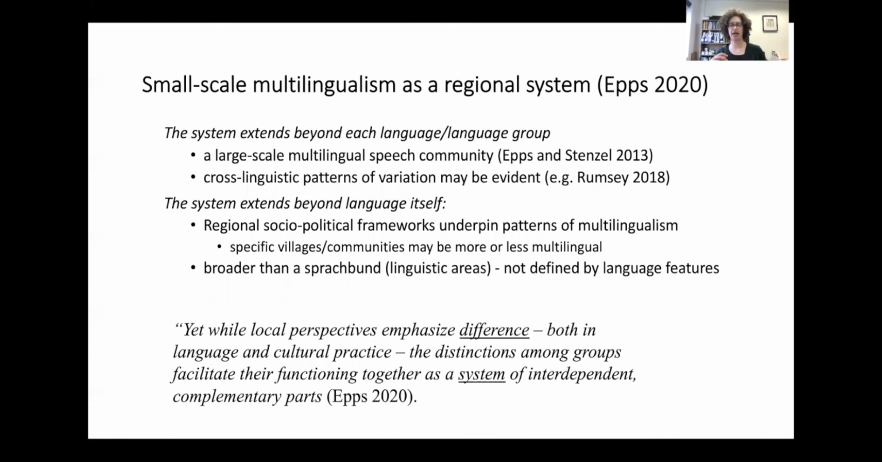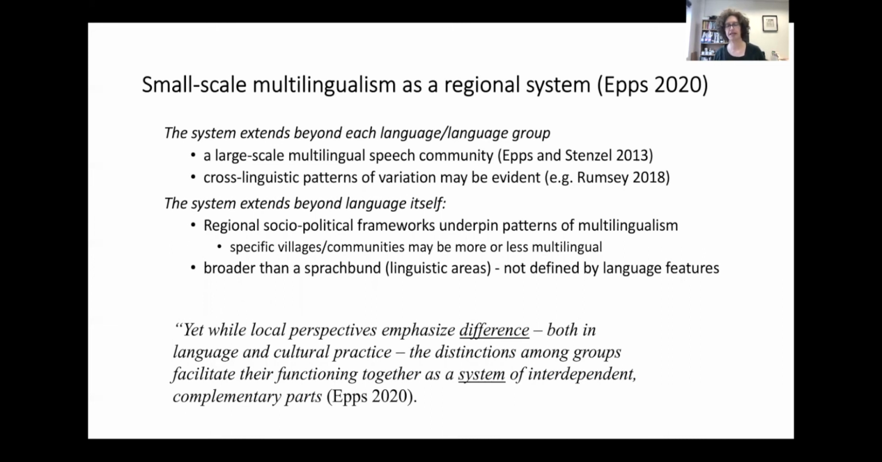One of the things that quite a lot of us who work in this field have come to see is small-scale multilingualism as a regional system. So it's a system that extends beyond each language or language group. You could just say it's a large-scale multilingual speech community, often in areas where population density is not very high. You have mainly Indigenous people. And so the speech community covers a large area, but possibly not that many people.